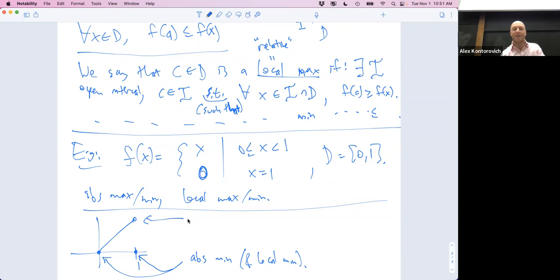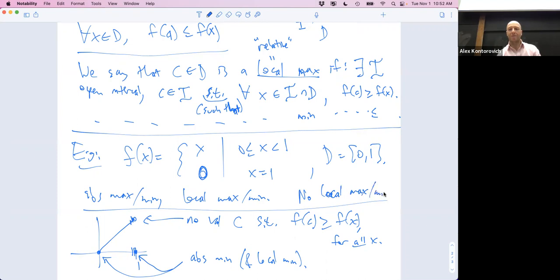This is not a max. There's no value C so that f of C is greater than f of x for all x, even in a neighborhood. For all x. Because no matter how close I get to 1, there are still numbers that are even closer to 1 that have a larger value. So there is no local maximum. So no local max and no local min. Okay, Raga.